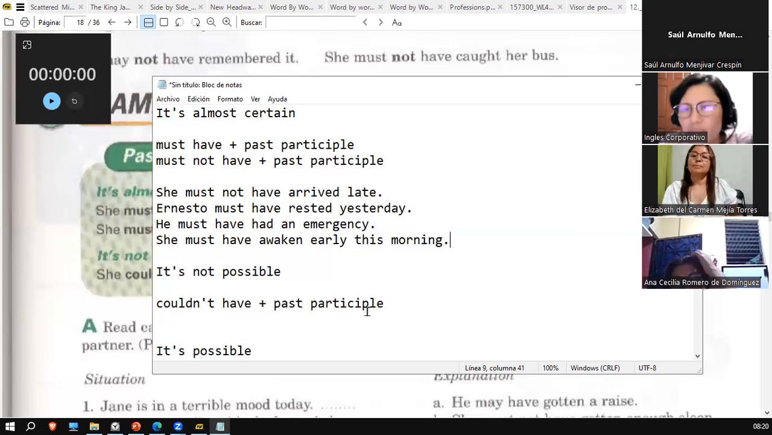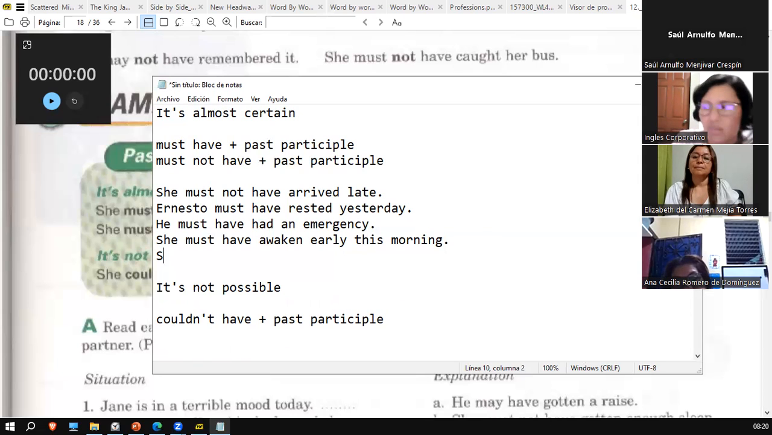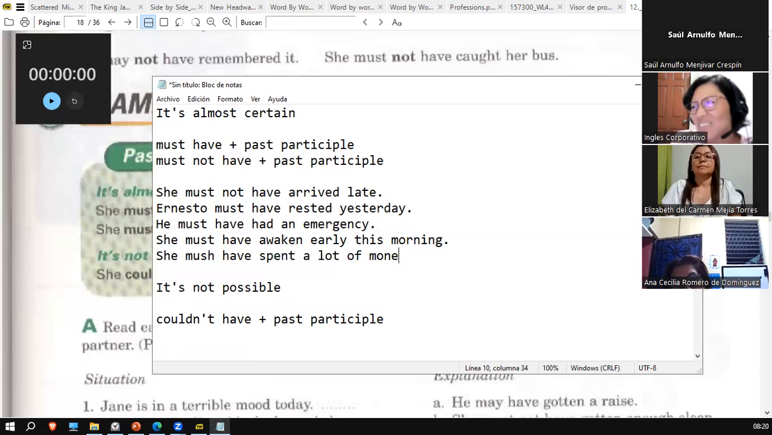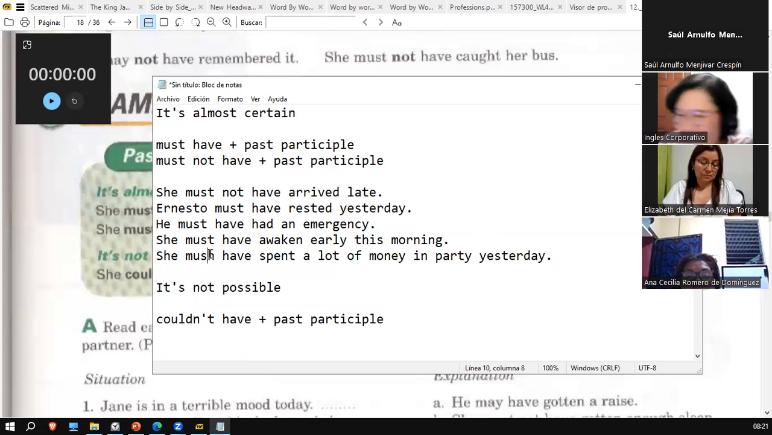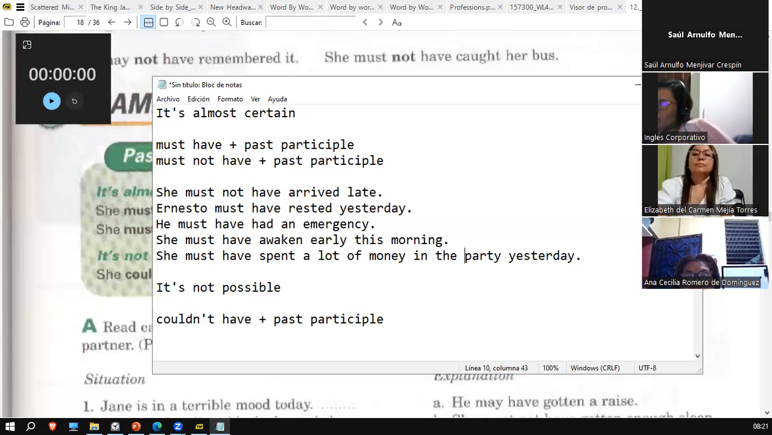Yes, I have an example. In the first one, it could be she must have spent a lot of money in the party yesterday. She must have spent a lot of money in the party yesterday. Okay, a lot of details, right? She must have spent a lot of money in the party yesterday, right? Yeah, because actually there are people that, you know, go to celebrations, etc., and then they go to the after party, right? Okay. I'm sorry. Ah, okay, tell me.